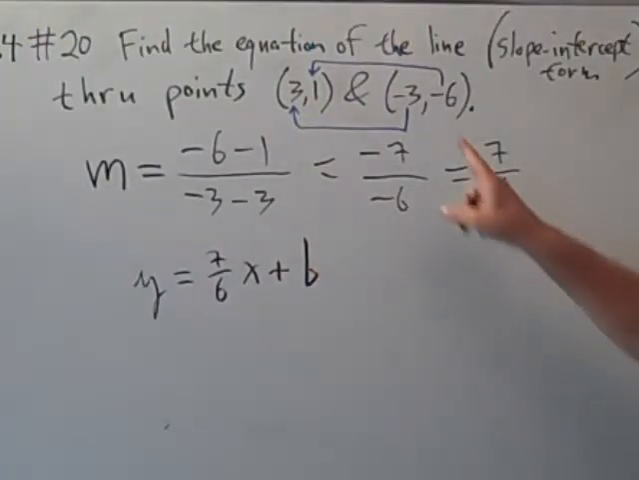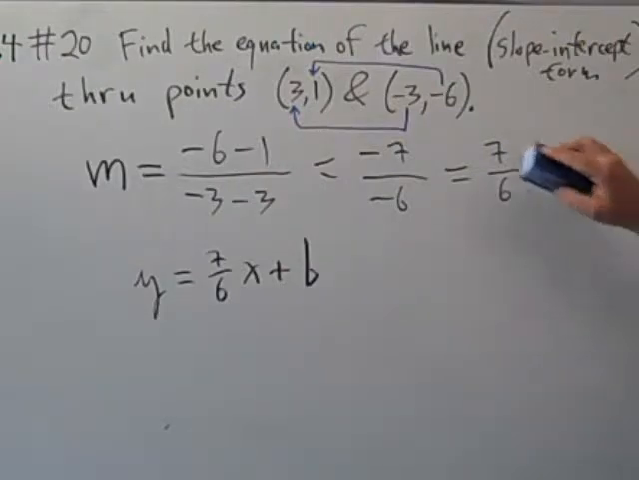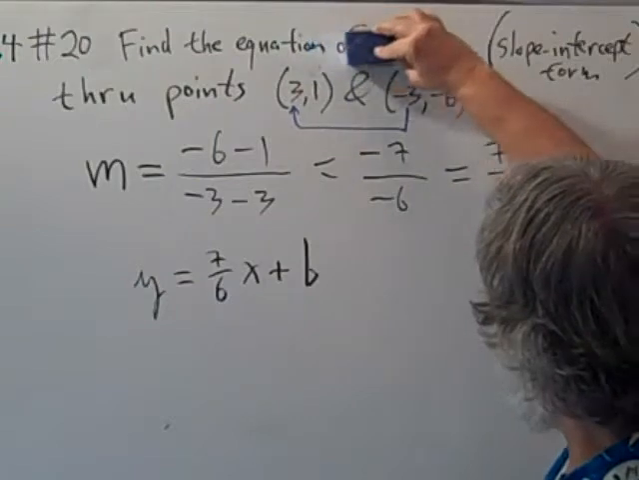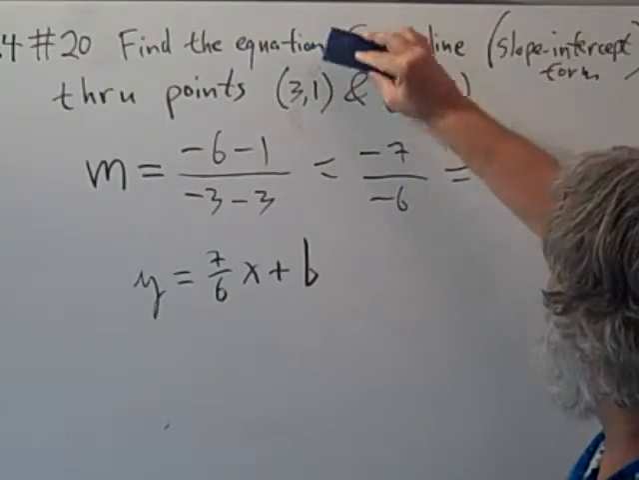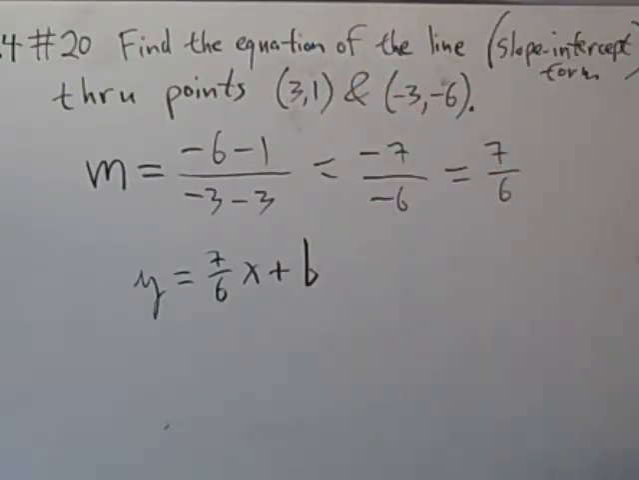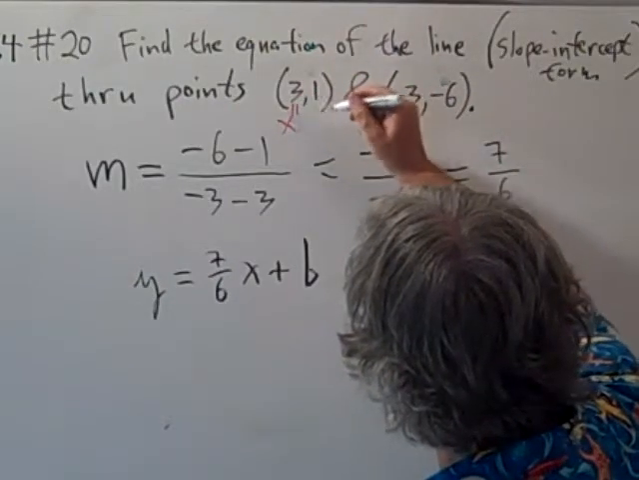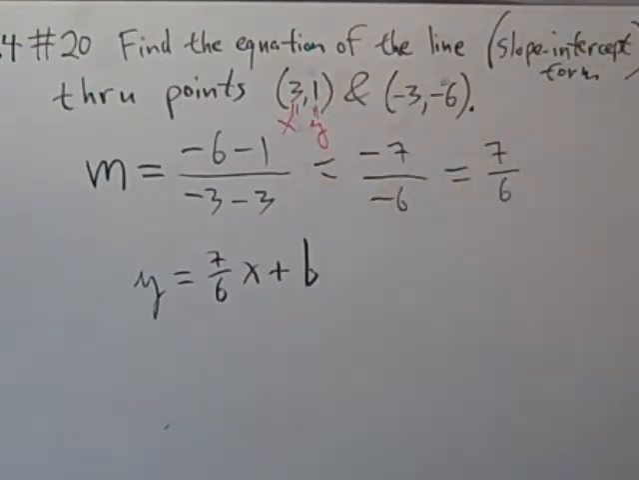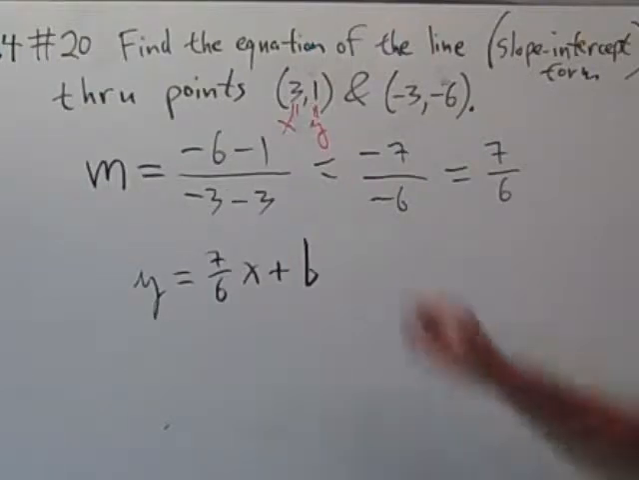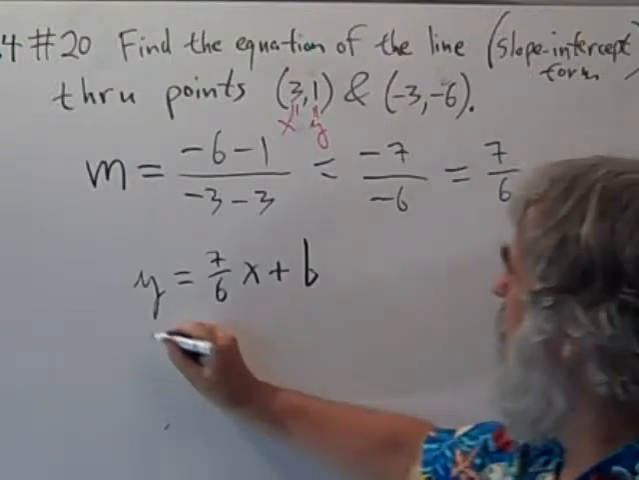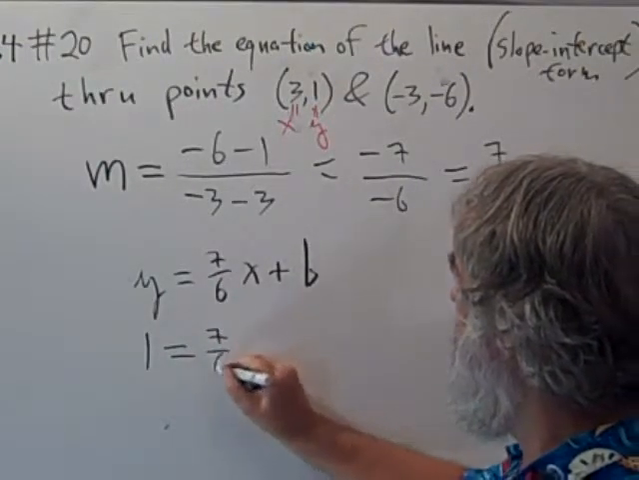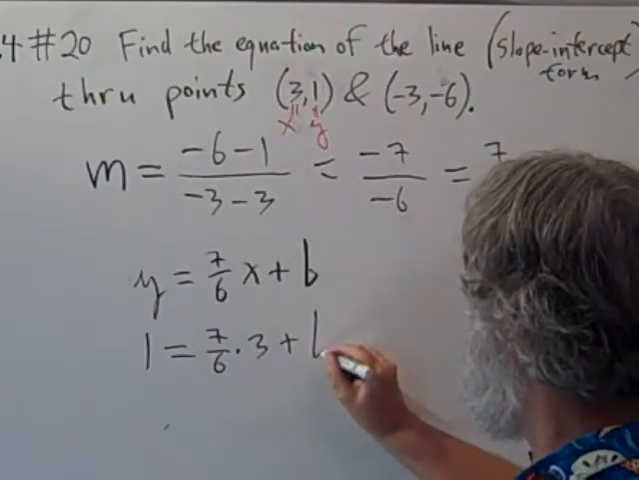Now we have 2 points we could substitute in for x and y here in order to find b. And the best one is usually the simplest one. So the first point doesn't have any negatives in it, which makes it a bit simpler than the second point. So I'm going to substitute for x and y in this equation the values x equal to 3 and y equal to 1. So we have 1 equals 7/6 times 3 plus b.